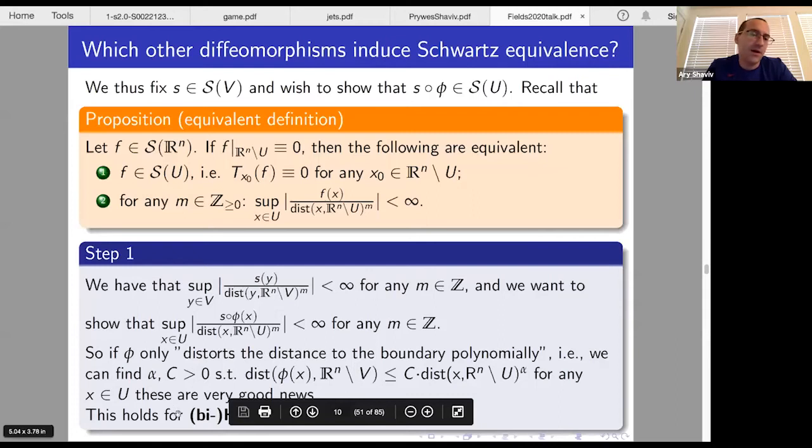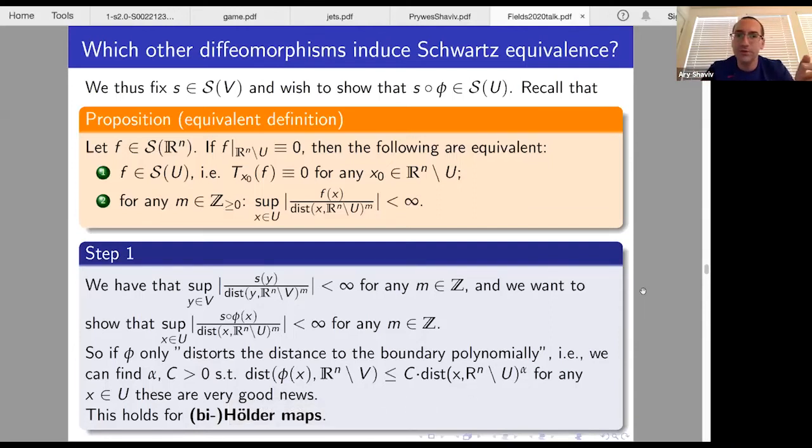And I write Hölder because, as I said, we want to do this for a Schwartz function on V to show that this is being pulled back to a Schwartz function on U, and we also want to do the other side, right? So if we assume that our phi is bi-Hölder, then we are in good shape. So we can show that the bound for 2 of the proposition holds.